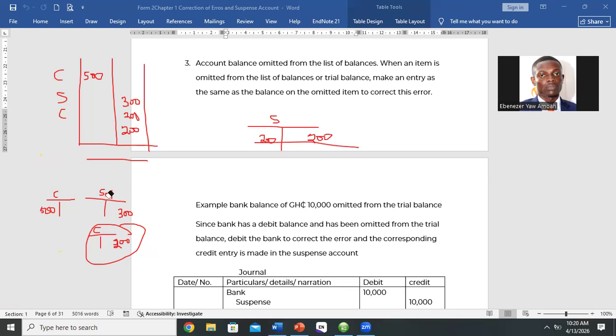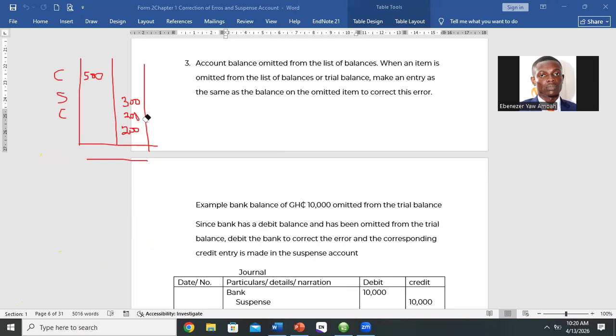So please, I don't want to ever see in your answers, like in this case, credit the trial balance. No. Use the name of the particular account that was omitted.